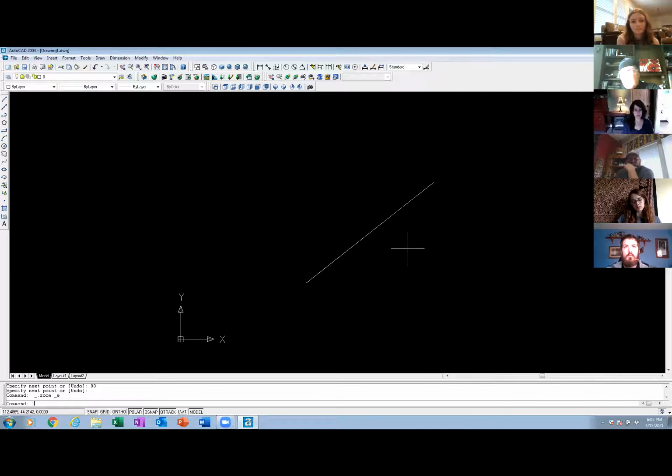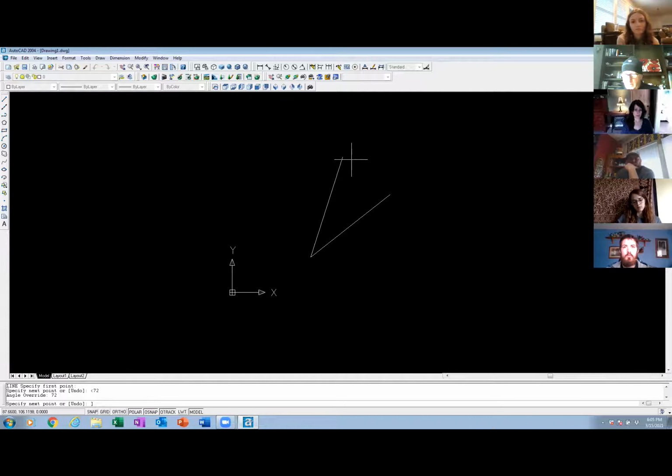Then I'm going to do it again. Line from here, this time angle 72 degrees. So I'm typing angle 72. It sticks on 72, and now I can type 76. Angle 72. Enter. 76. Enter. And lastly, I can say angle 170. I'm sorry, angle 170.